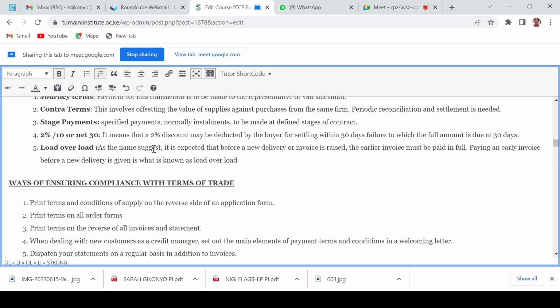So every time unakuwa unawao one load. So load ya jana inalipwa leo, hiyo load ingine ya leo italipwa kesho. Tunaita load overload. So as the name suggests, it is expected that before a new delivery or invoice is raised, the earlier invoice must be fully paid. Paying an early invoice before a new delivery is given is what is known as the load overload.